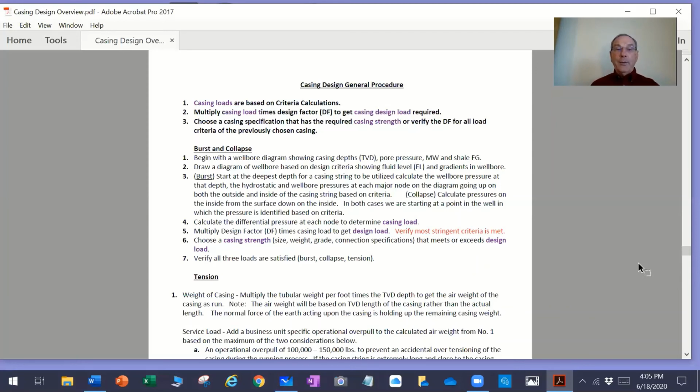in choosing the casing strength. And then number 6, you would choose a casing strength, size, weight, grade, and connection that meets or exceeds the design load. And then you will verify all 3 loads are satisfied: burst, collapse, and tension. So you may be doing burst first, and then once you've completed burst and have chosen the casing that is okay for burst, you've got to verify that it is satisfactory for collapse and tension as well. Whichever you do first, you still have to verify all 3 of them.